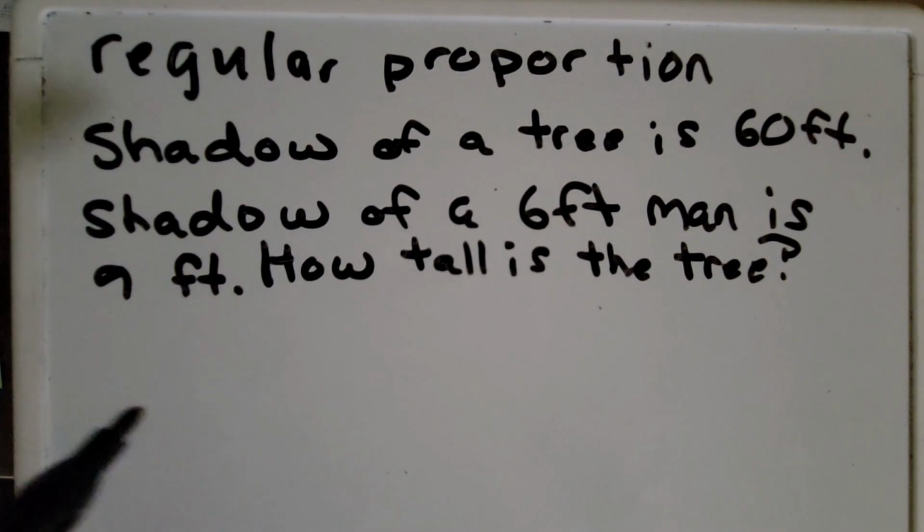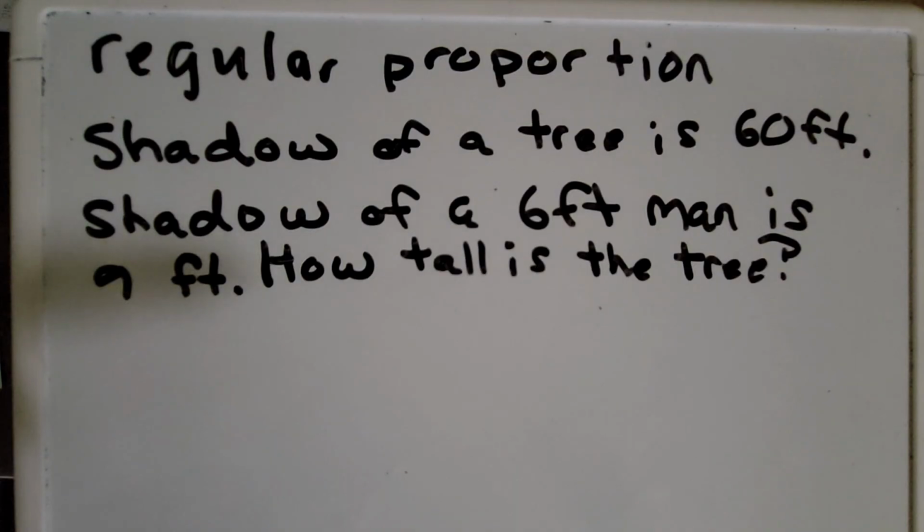So the shadow of a tree is 60 feet. The shadow of a 6-foot man is 9 feet. How tall is the tree? So it's just like I said in my previous video, the categories in which you're doing, you can't break them up. If you're going to put shadow and height as your two categories, then shadow should be both up top and the height should be both on the bottom, right? With that being the case, let's get straight into it.